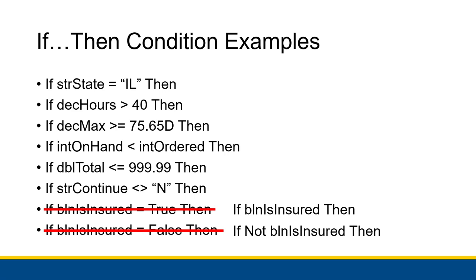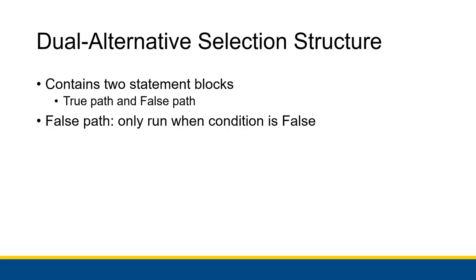Alright, and now we get into the dual alternative selection structure, which is even more powerful because we get two statement blocks, the true path and the false path. Now, the true path, exactly the same as before, right? We run our condition. If it's true, we run the true path. However, now, if it's false, we run the false path. So we're running blocks of code no matter what, which is great. You know, if we need to do something special if our condition is false, then we can use a dual alternative selection structure like this.